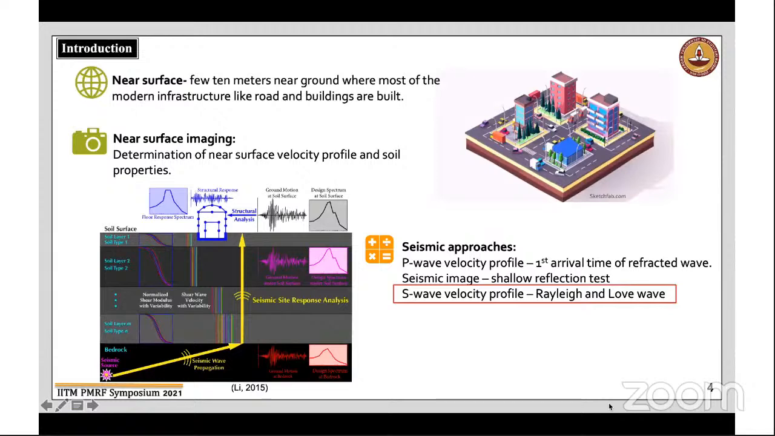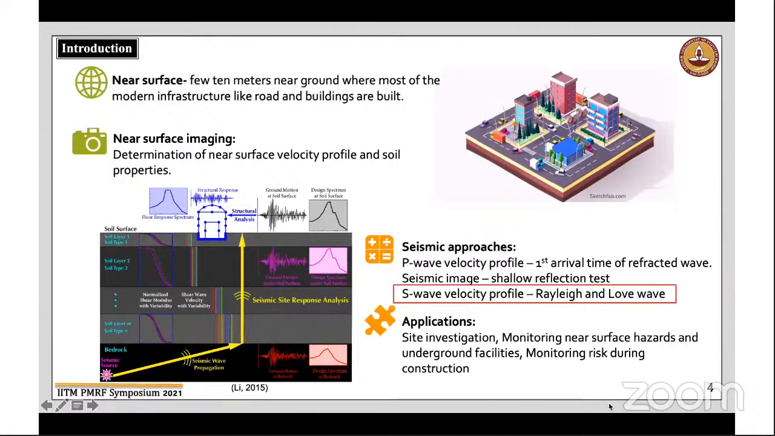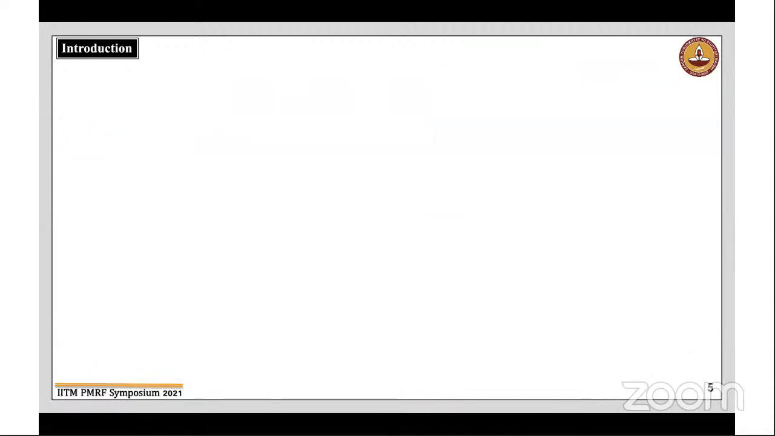In this study, we focus only on the S wave velocity profile, which is a critical parameter in seismic site response analysis. There are other applications also, such as near surface hazard analysis, rock bed durability analysis, monitoring risks during the construction, etc. Here is the propagation mechanism of various types of waves.